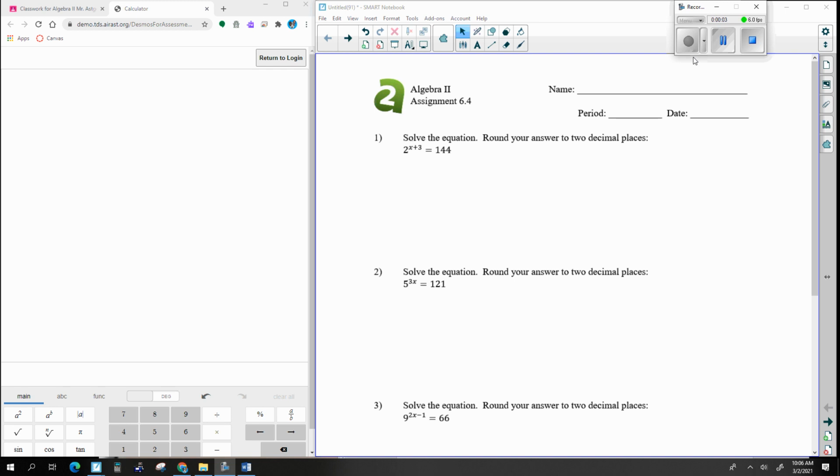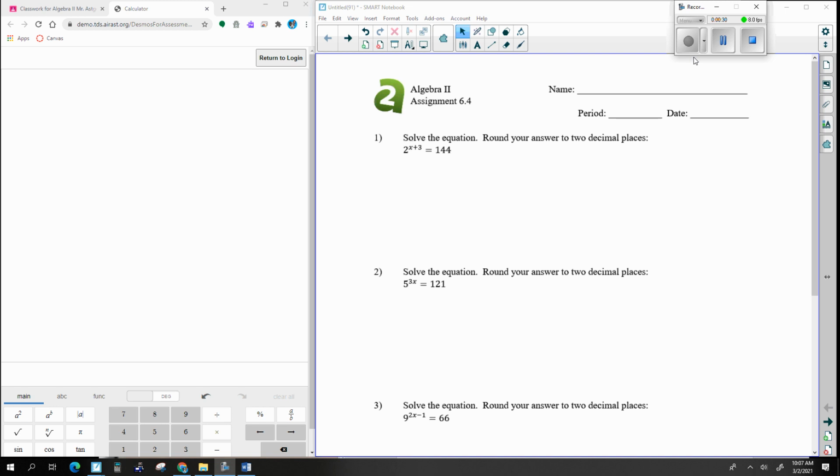Okay, here we are with assignment 6.4. This is very similar to assignment 6.3, but there's a couple key differences, namely that these bases don't really have much in common, or if they do, it's by pure coincidence. And two, you need to know logarithms. Okay, so let's start with the first one.